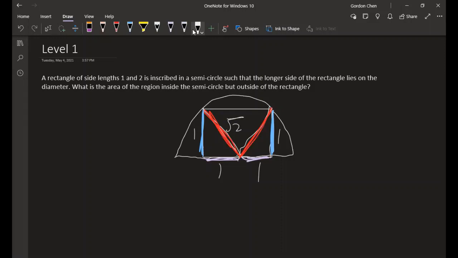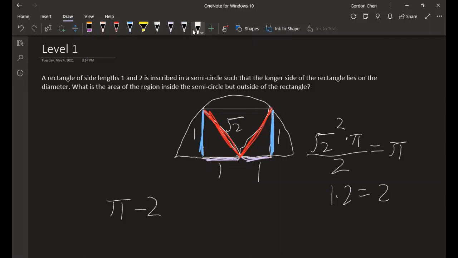And so the area is root 2 squared times pi over 2, which is pi. And the area of the rectangle is 1 times 2 equals 2. So the area of the region inside the semicircle but outside the rectangle is pi minus 2.